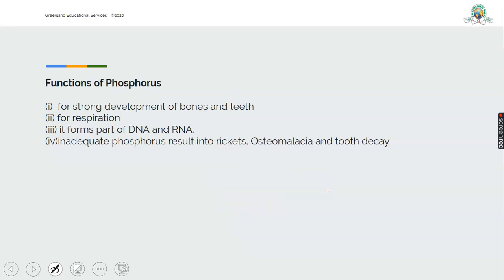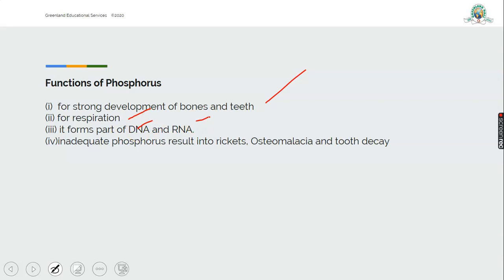Phosphorus, another vitamin's importance. Among the functions of phosphorus is that it assists for strong development of bone and teeth, for respiration, and it constitutes part of the DNA and RNA.